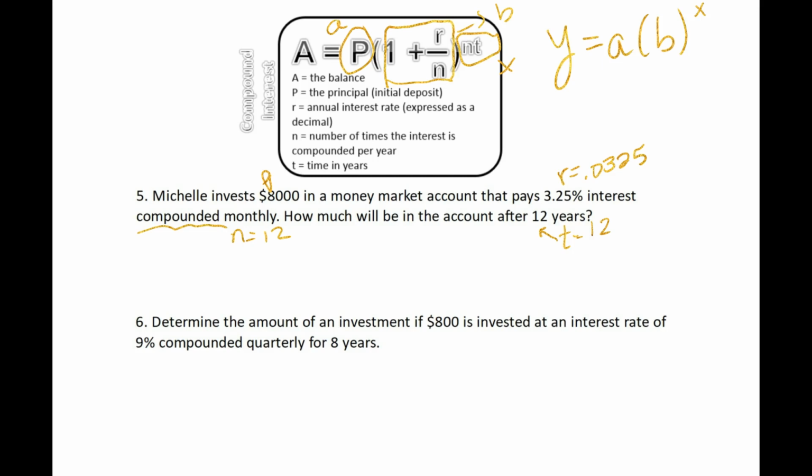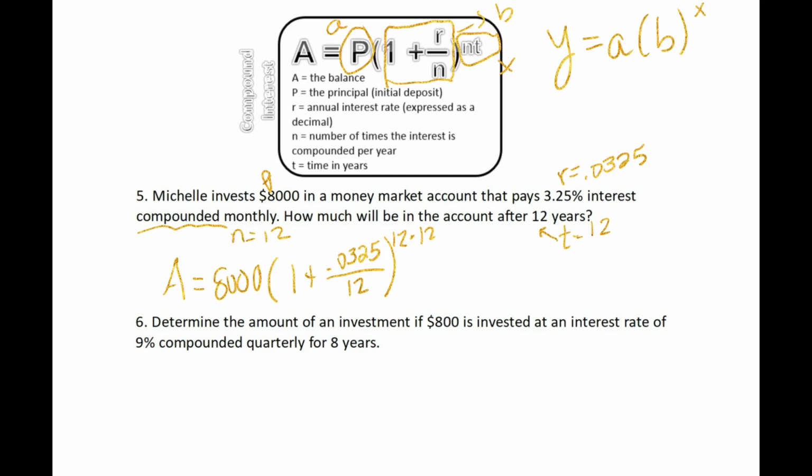So now let's use the formula. A, which is your balance. I don't know why they didn't say B, but whatever. All right, so the initial deposit will be $8,000 times 1 plus R, which is your rate, 0.0325, over the amount that's been compounded. It's monthly, so there are 12 months in a year. And then raised to the 12 times 12 power, which is going to give you 144.